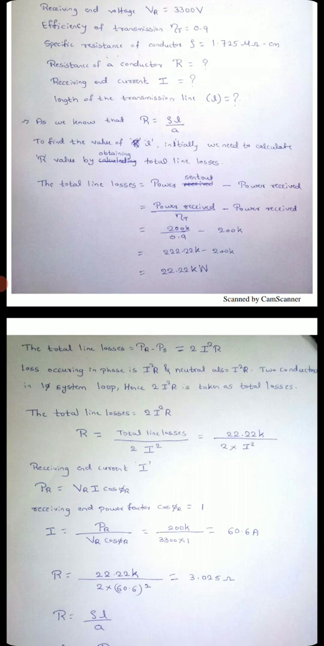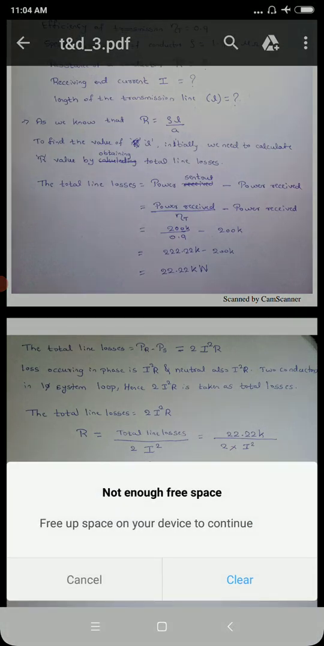Okay, so 2I²R is the losses. Here PR minus PS is equal to I²R. The losses occurring in the phase and neutral is I²R each, so why 2I²R? Because there are two lines, one phase and one neutral, taken together. So in this loop we consider it as 2I²R.